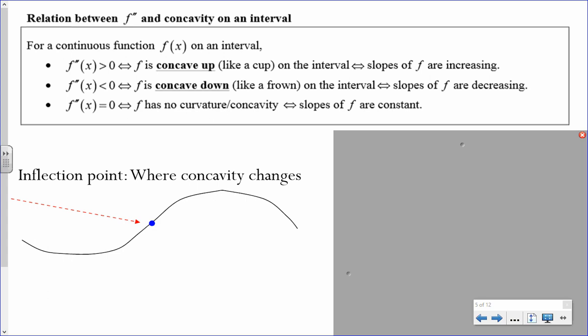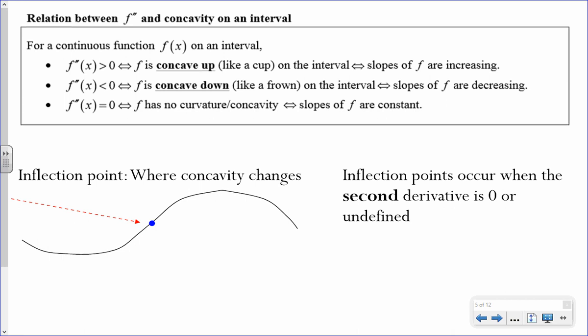What do you think is going to be true about the second derivative at an inflection point? It could equal 0 or undefined. So inflection points occur when the second derivative is 0 or undefined. Okay? We're not going to call these critical numbers because critical numbers are where the first derivative is 0 or undefined. But where the second derivative is 0 or undefined, those are going to be our possible inflection points.